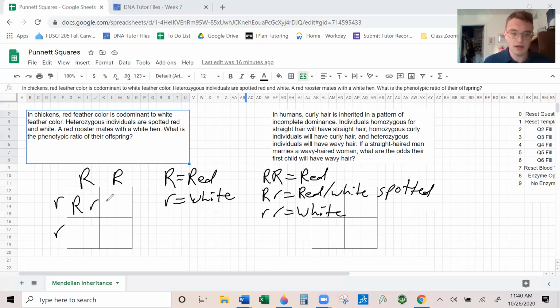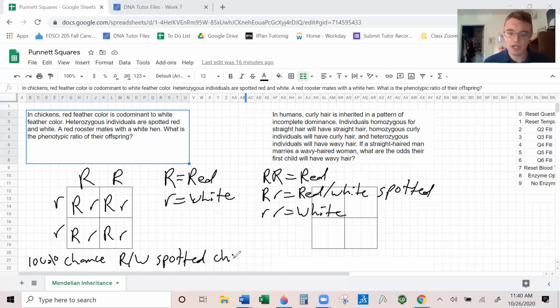You have big R, little r in every box in this case. So 100% of their offspring, or 100% chance of a red, white, spotted offspring child. And there you go. That's how a codominant problem works.